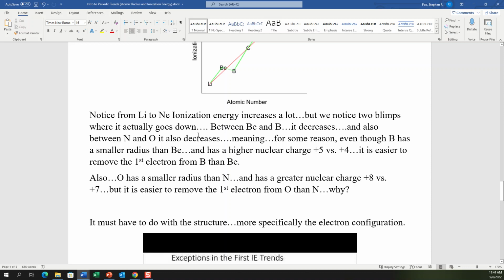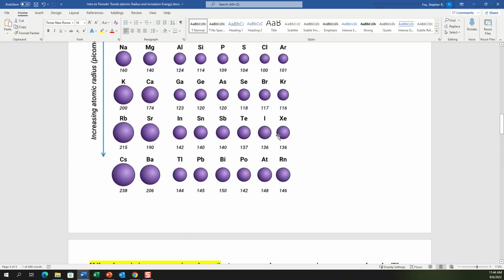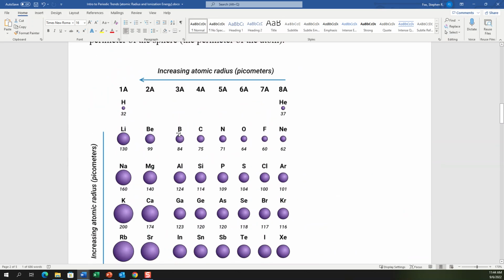Now, it goes against what we already know, right? We know that beryllium has a larger radius than boron, right? We could go back to this, right? Boron has a smaller radius than beryllium. We know boron has one more proton in the nucleus than beryllium. So this has a +5, this is only a +4, right? And we know oxygen is smaller than nitrogen, and oxygen has one more proton, a +8 versus a +7 nucleus, right?